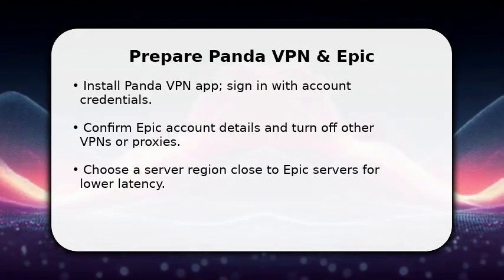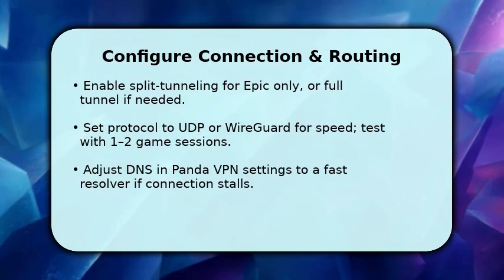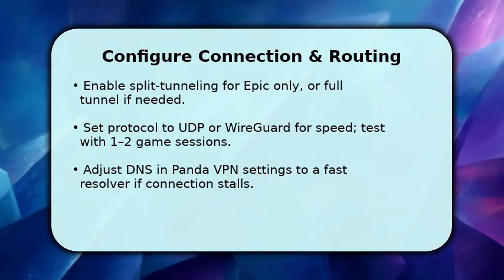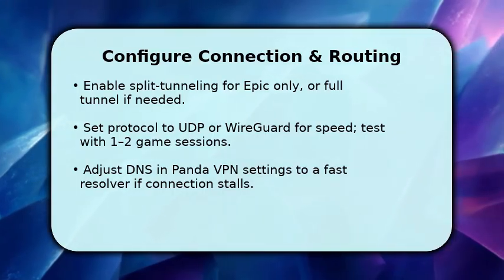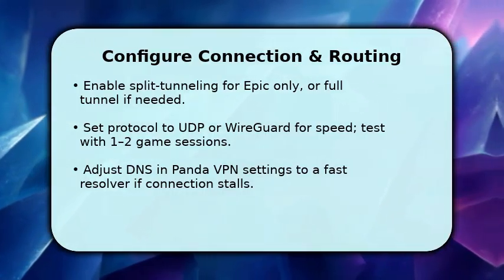Now you configure routing so Epic traffic uses Panda VPN while other apps can bypass it. Split tunneling prevents unnecessary latency and reduces disconnections.